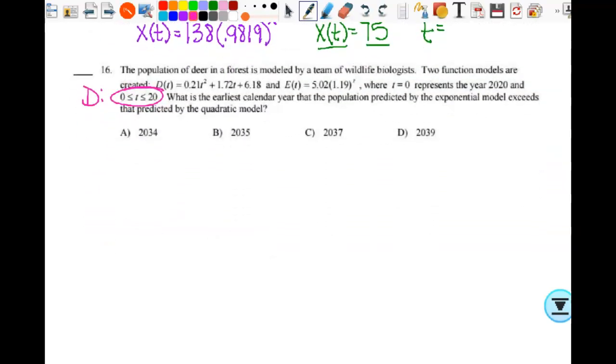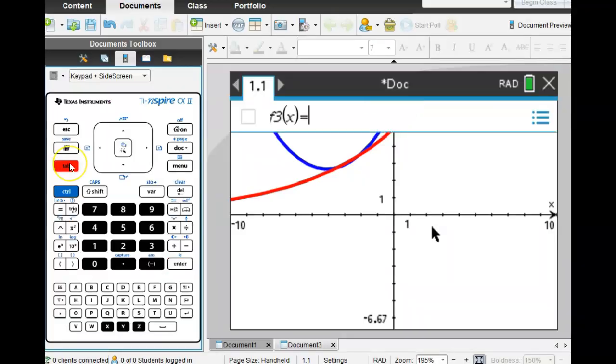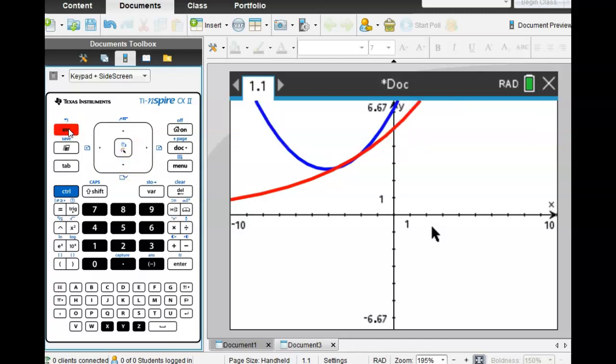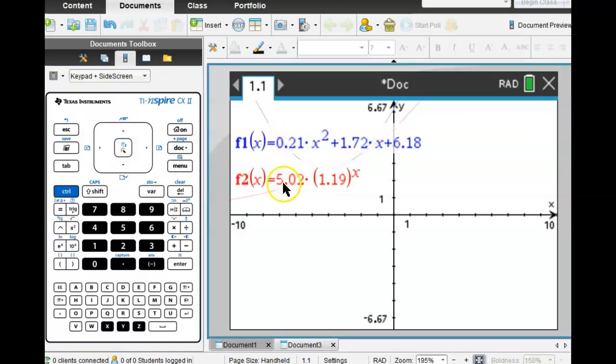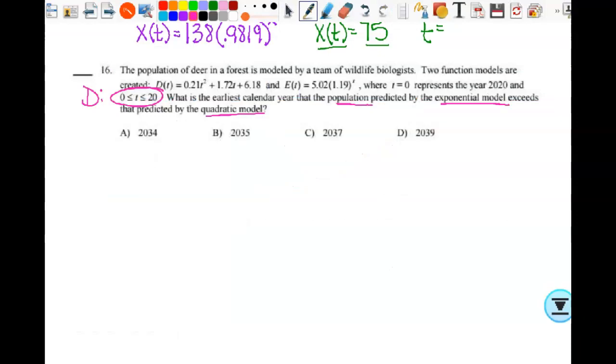what is the earliest calendar year that the population predicted by the exponential model exceeds that predicted by the quadratic model? So when you're on your graph, if you don't know which is which, if you hit tab and you arrow up, you can see which is that one, and the blue is your quadratic, your red is your exponential. The other way is to click on them here, and you can see what is what. So basically it's saying, when does red exceed blue is what we're looking for. Now, it happens right here, but that makes absolutely no sense because that's negative time, right? And we already know that our domain goes from 0 to 20.